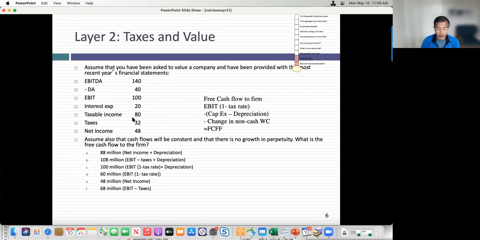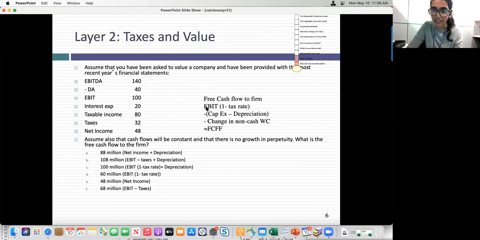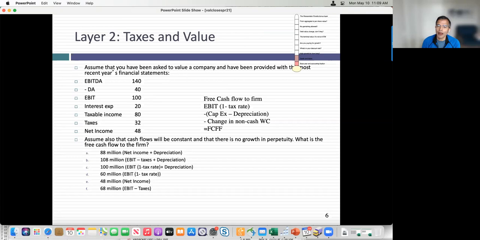Is it 32%, or is it 32 divided by 80, which would be 40%? So 100 million in EBIT times 1 minus 0.4 is 60 million. And that's it. That's my free cash flow to the firm. Why am I not adding depreciation and subtracting out capex? Because my growth rate is zero.